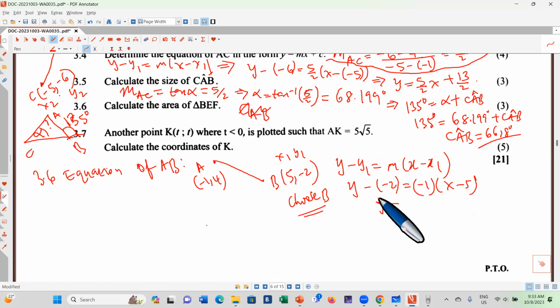We just simplify everything. So this is -x plus 5, which is 5 minus 2, which is -x plus 3. That's what we have, so this is the equation. It means we can find the point E lies somewhere here on the diagram. If x is 0, y will be 3. So (0, 3).